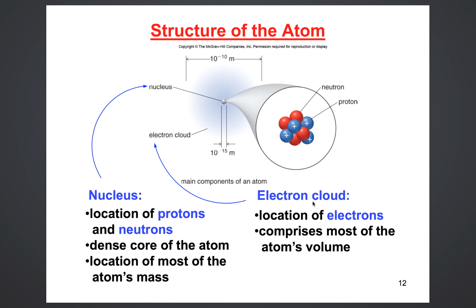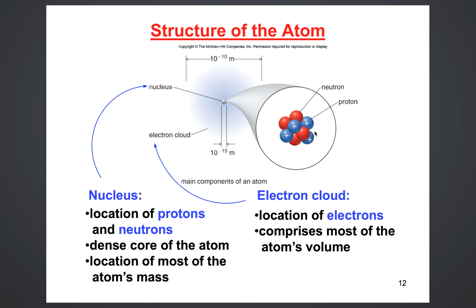Here we have the nucleus, the location of protons and neutrons, the dense core of the atom and the location of most of the atom's mass. Then there are the electron clouds, the location of the electrons, which comprise most of the atom's volume.